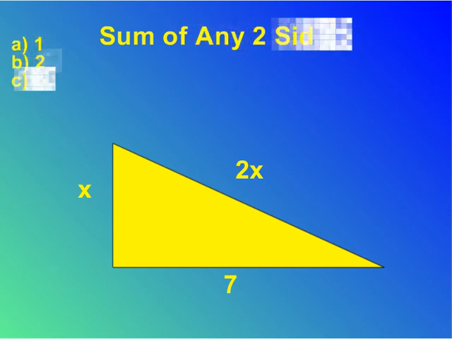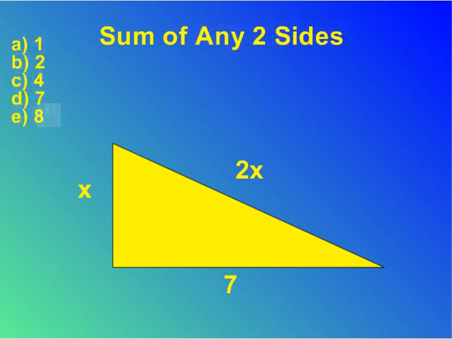Now, when you see a triangle in the SAT and they don't say anything about there being a right angle and they don't give you anything about the angles in the triangle, what they're asking is if you know the sum of any two sides of a triangle must exceed the third side. An example would be a problem like this, where they say the sides of the triangle are x, 2x, and 7. What's x? Your answer choices are 1, 2, 4, 7, and 8.